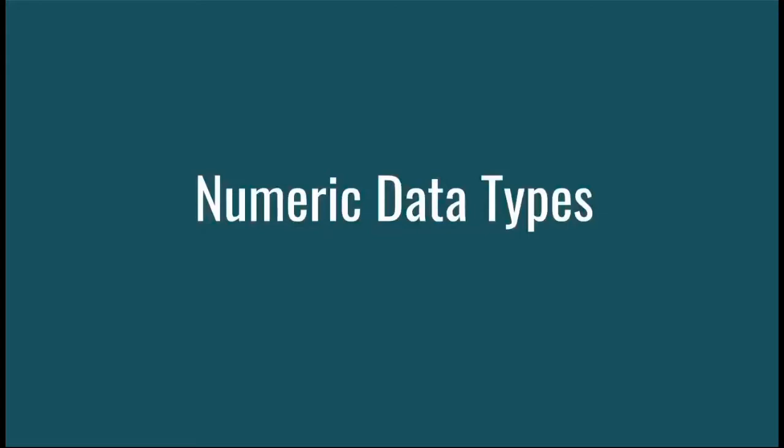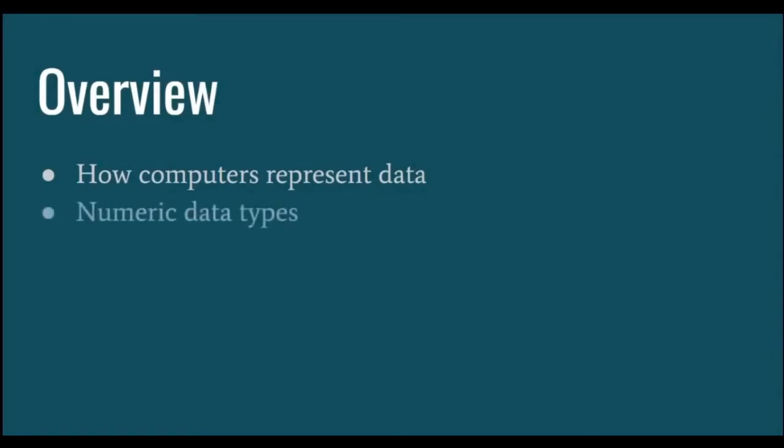Today we will continue learning about variables and discuss their basic forms. A quick overview on the lesson includes how computers represent data, numeric data types, and mathematical operations. The big idea for this video is that data is categorized into different types in order to represent information precisely.